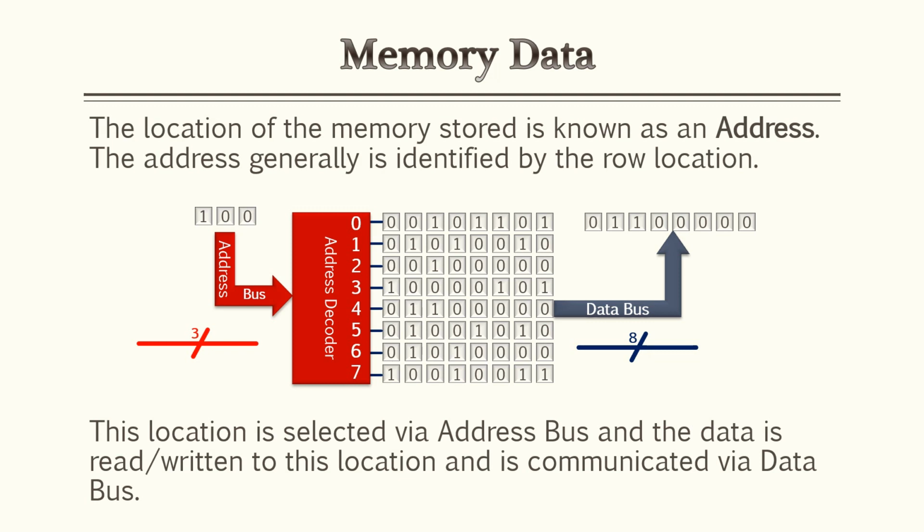Now, in the illustration, I have a line with a slash through it and a 3. That shows you how many bits that bus can actually hold. So anytime you see that, that's how many bits you're going to be using for that particular bus. So in red, I have 3 bits, and then for my data bus, in blue, I have 8 bits.